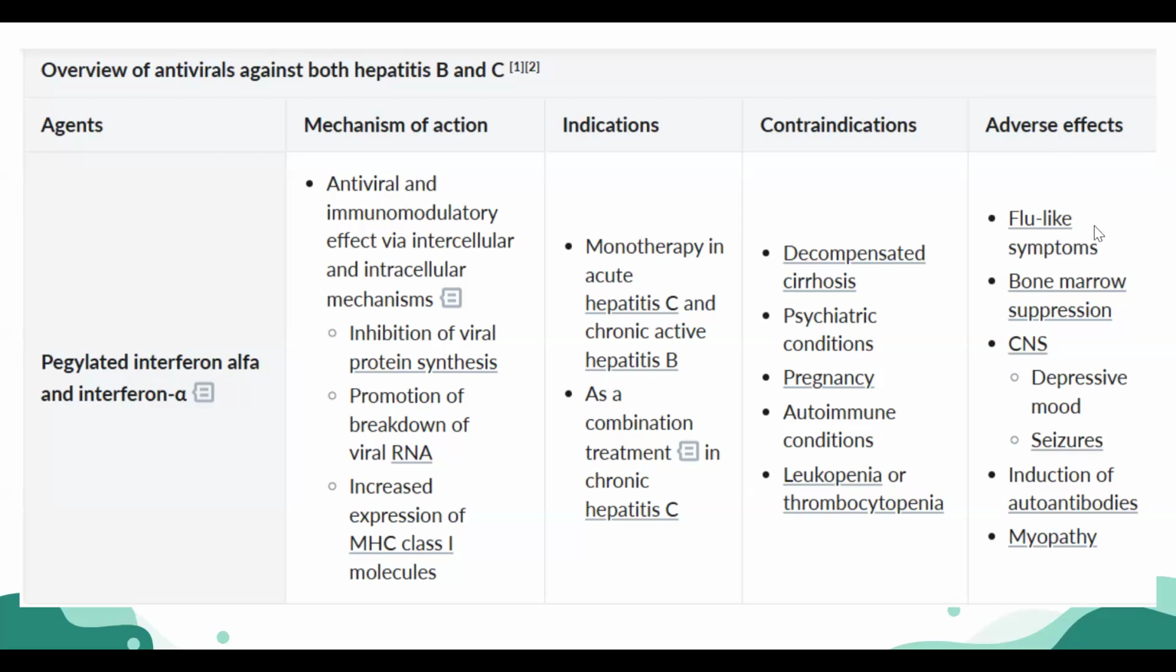Adverse effects include flu-like symptoms and bone marrow suppression. Again, we talked about the leukopenia and thrombocytopenia. That is why they actually cause bone marrow suppression.